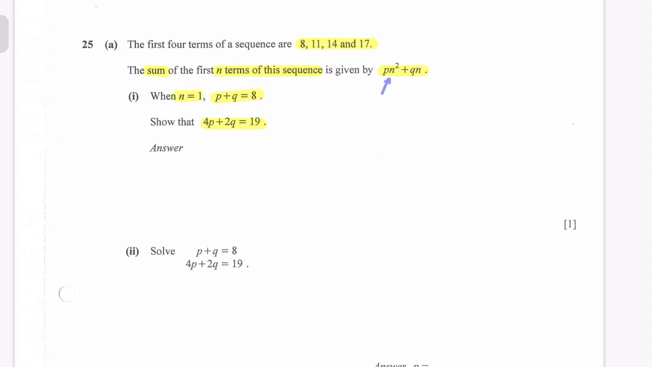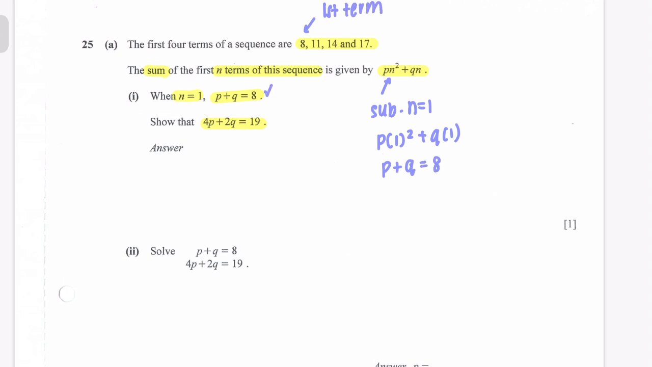Basically, what they are doing is they sub in n is 1 here. So if they sub in n is 1 here, you get p times 1 squared plus q times 1, and that will give you p plus q. And when n is 1 is basically the first term, right? Which is equal to 8. That's why they get p plus q is equal to 8.